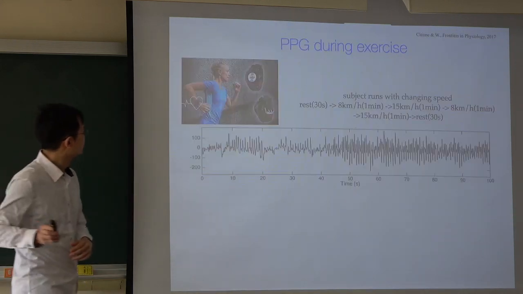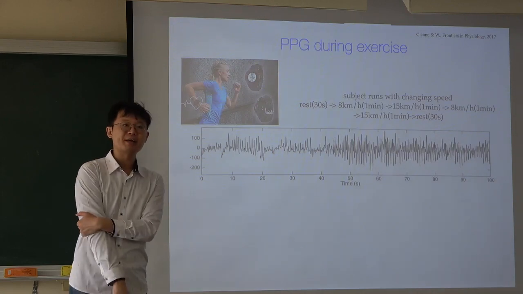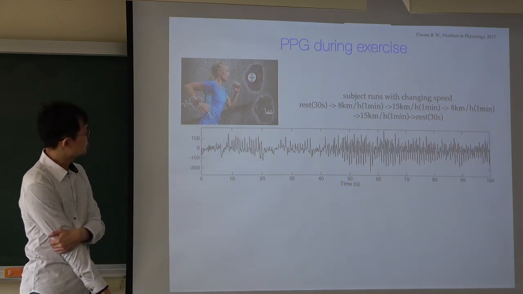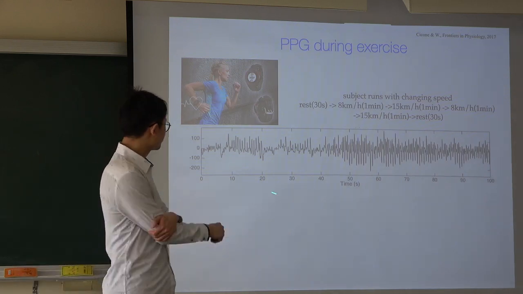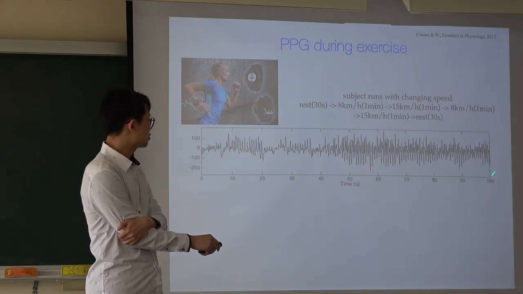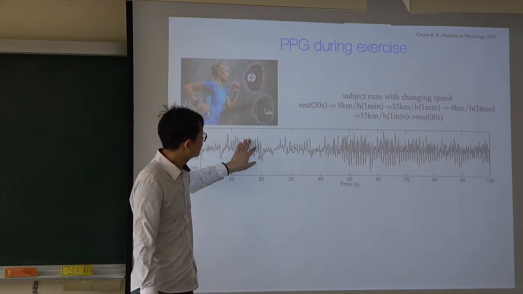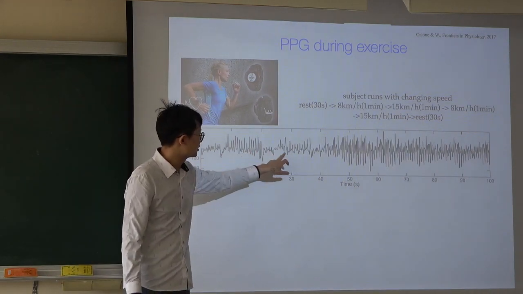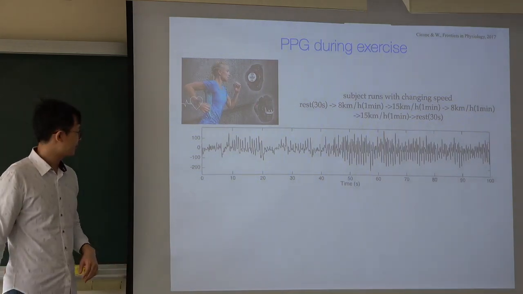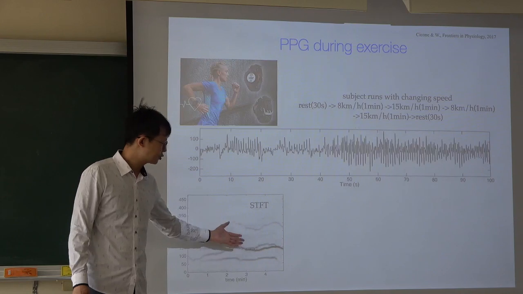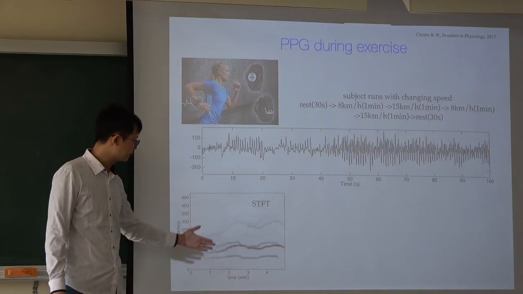Okay, and this is the PPG during exercise. We have a subject running with changing speed, and this is how the PPG signal looks like. I only show you the first 100 seconds. If you know how to read this PPG signal, you see this is crazy, very difficult to analyze. And this is a short-time Fourier transform, many curves, and which one is which? Again, very difficult to identify.